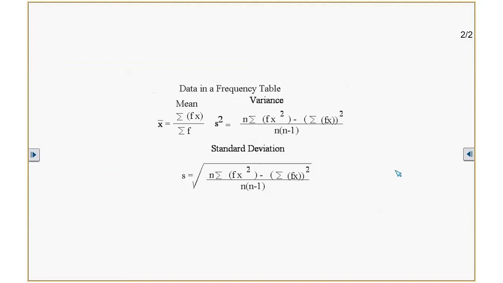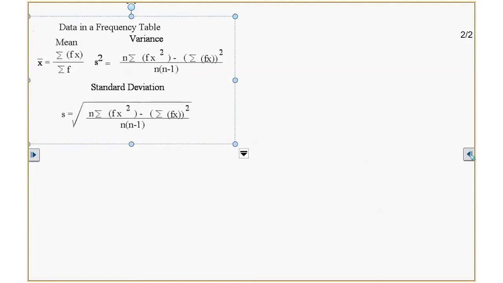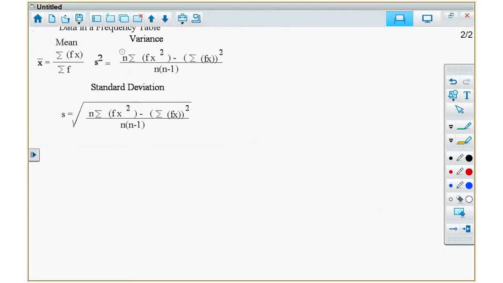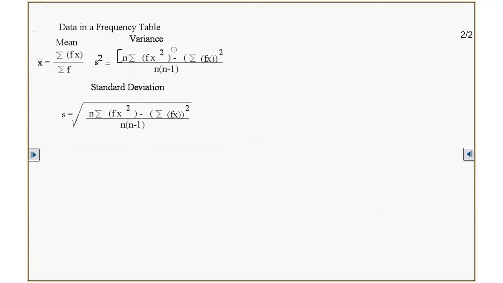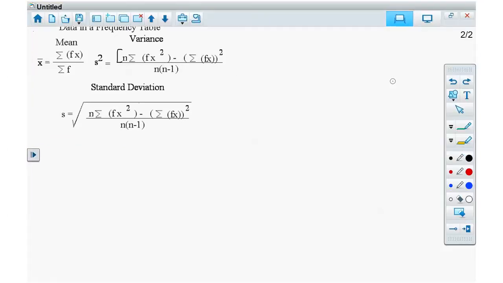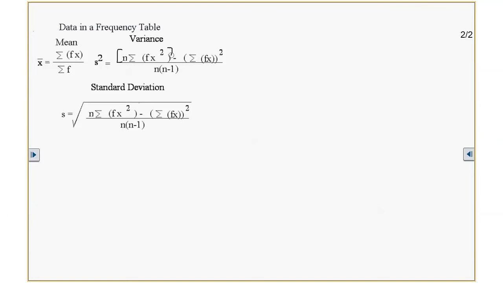Now they look very intimidating, but they're not. So give everybody a minute to write them down. And I would suggest, let me move it over here, I would suggest that you put a bracket around this, because some people kind of mess it up, and that doesn't look good. Some people actually think that n is multiplied by everything because it's outside, and it's not.